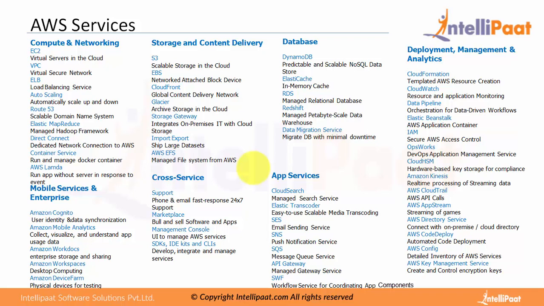Amazon Elastic File System, which is still in beta, is a managed file system from Amazon. It's like your NAS storage.